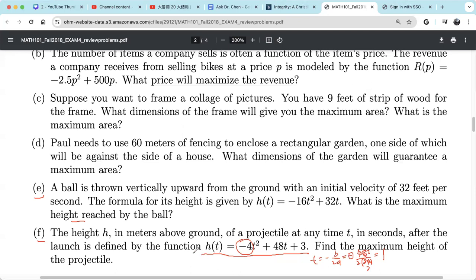So then we want to find the maximum height, which means we want to evaluate h of 1. H of 1 equals negative 4 times 1 squared, which is 1, plus 48 times 1, which is 48, plus 3. Well, negative 4 plus 3, that's negative 1. So 48 minus 1, which is 47. So the maximum height of the projectile is 47.